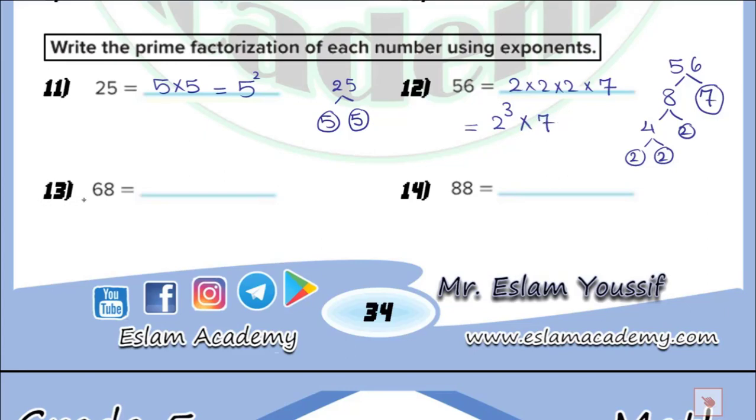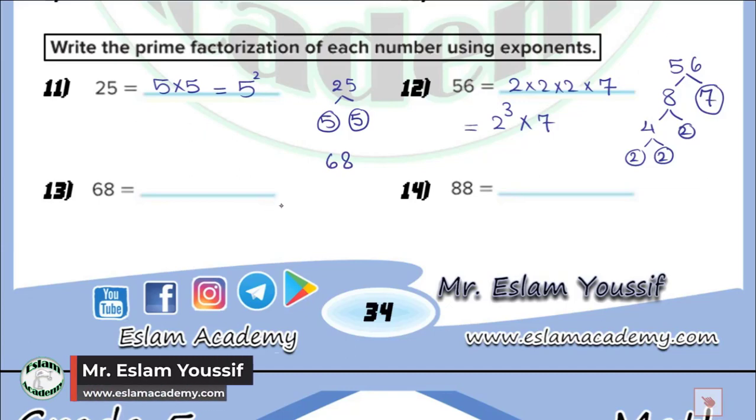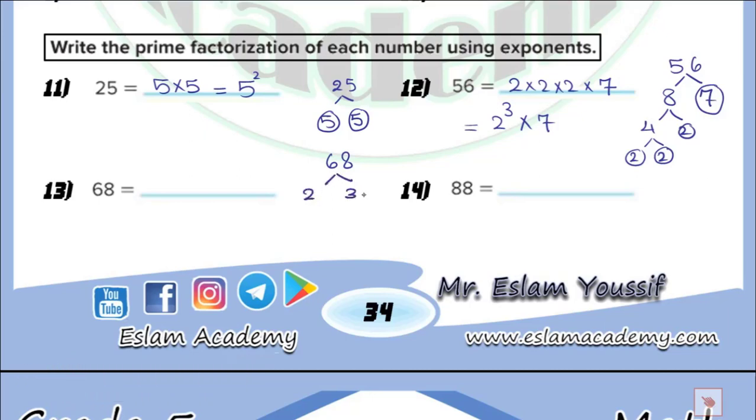In question number 13, we have 68. We need two numbers that, once you multiply them, the answer will be equal to 68. So it will be 2 times 34. 2 is a prime number, so we have 34. 34 equals 2 multiplied by 17. Because 2 is a prime number, we write it inside the circle. 17 also is a prime number, so we write it inside the circle. So 68 equals 2 times 2 times 17. We repeat 2 two times, so it will be 2 to the power 2 times 17.